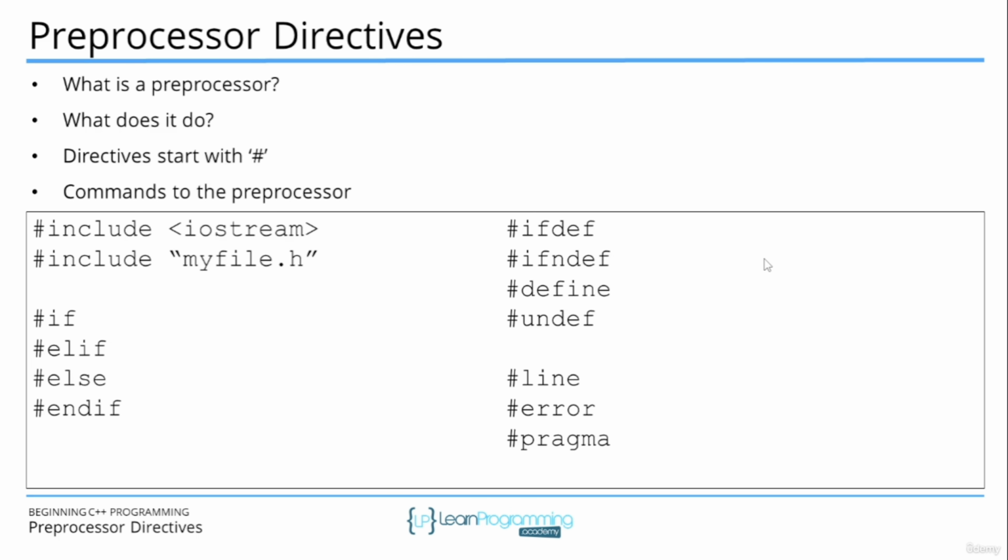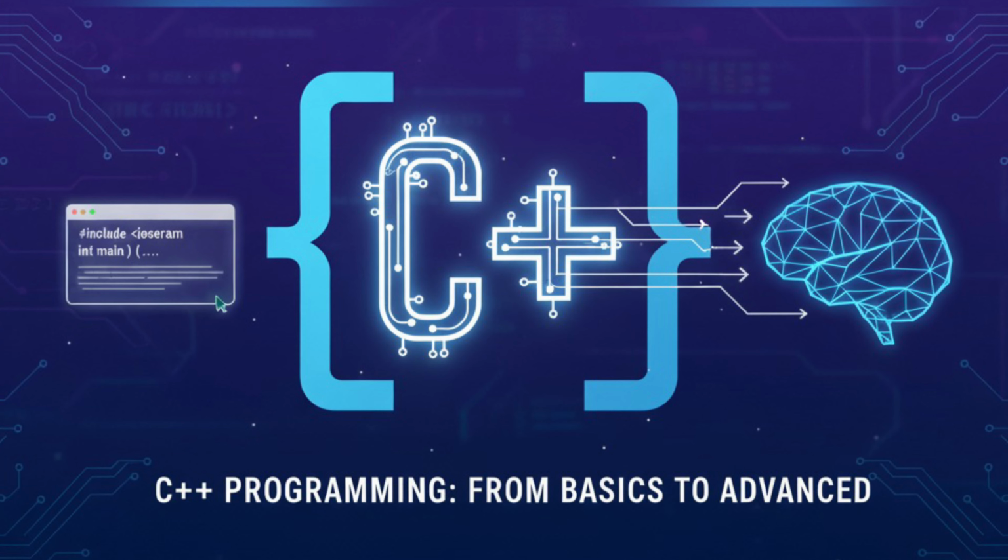One final note that's very important to understand. The C++ preprocessor does not understand C++. Let me say that again. The C++ preprocessor does not understand C++. It simply follows the preprocessor directives and gets the source code ready for the compiler. The compiler is the program that does understand C++. Okay, that wraps up this video. In the next video, we'll talk about comments in C++.